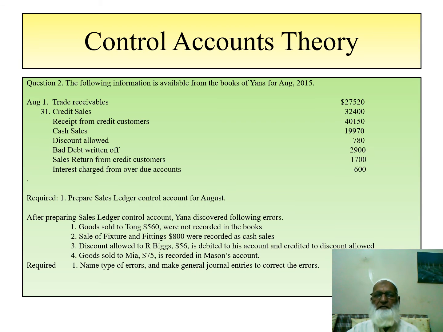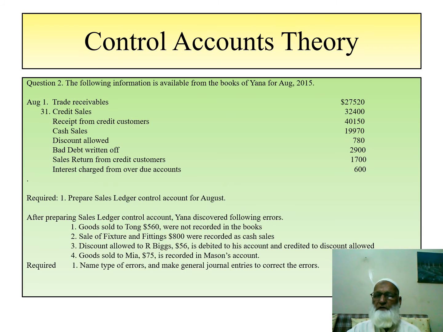not in the sales ledger. If the business is for sale of fixtures and fittings, then it's okay. It shall be recorded in the sales ledger accounts. But it might not be recorded, but this is a mistake. This has to be corrected. Third, discount allowed to R. Biggs, $56, is debited to his account and credited to discount allowed.